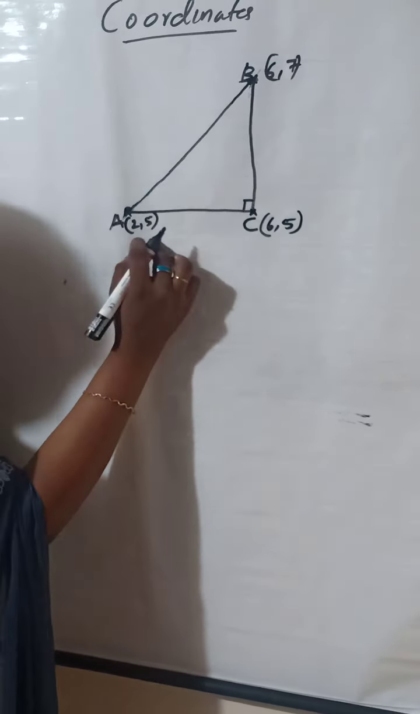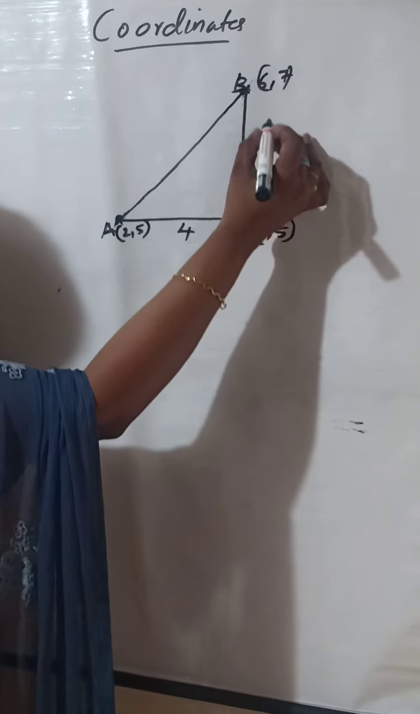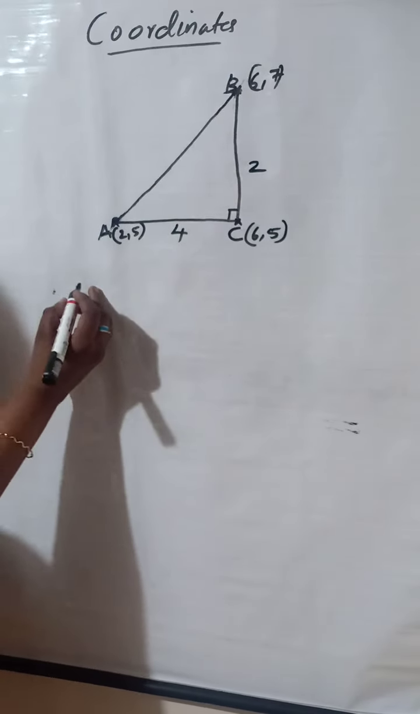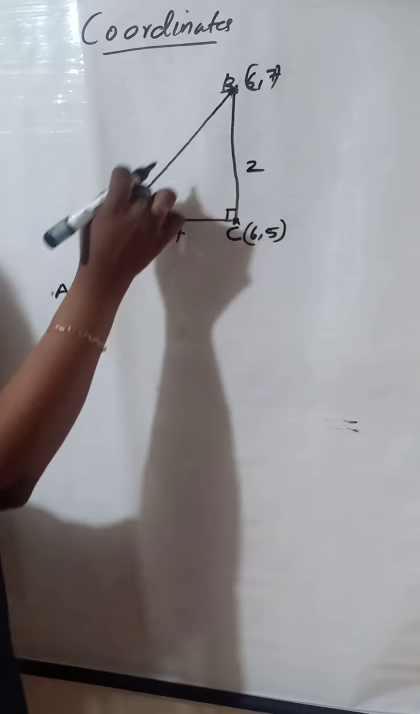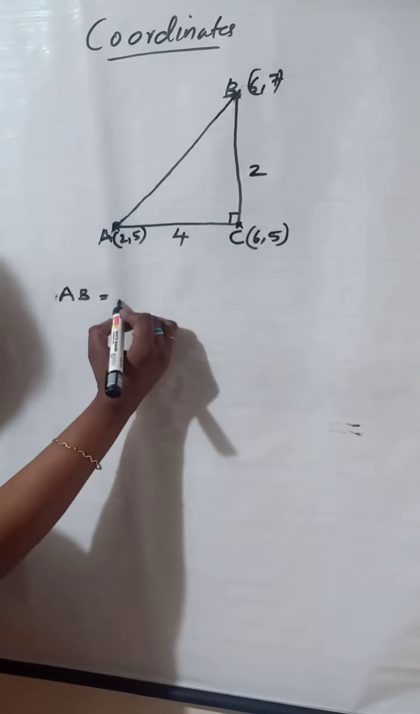We know how to find that. That is 4, 6 minus 2. Also this distance is 7 minus 5, which is 2. So for finding the distance AB, we know AB is the hypotenuse of this right angle triangle. So we can use Pythagoras theorem.